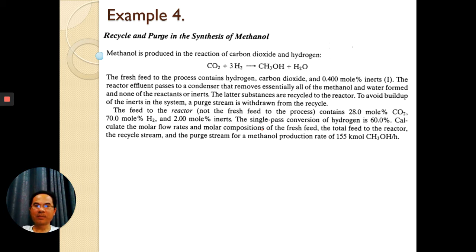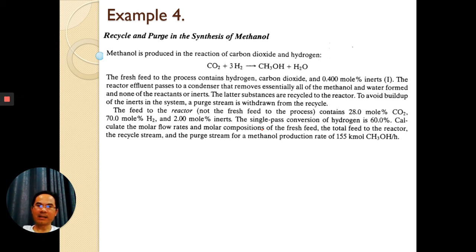Okay, for this case, we consider the recycle and purge system in the synthesis of methanol. The methanol can be produced by the reaction of carbon dioxide and hydrogen to produce methanol and water. The fresh feed to the process contains hydrogen, carbon dioxide, and 0.4 mole percent inert. The reactor effluent passes to a condenser that removes essentially all of the methanol and water formed, and none of the reactant or inert.